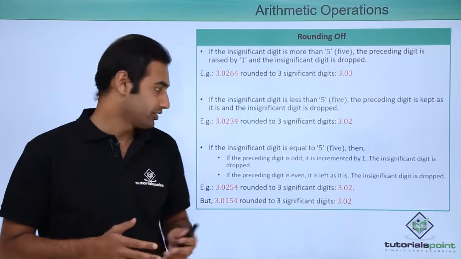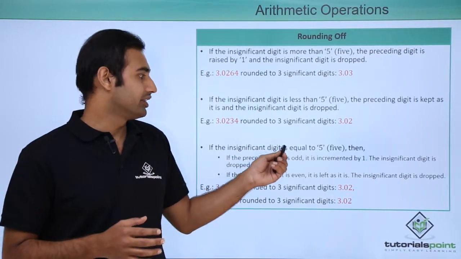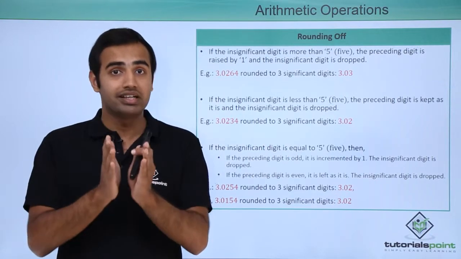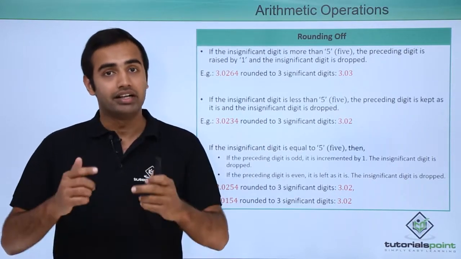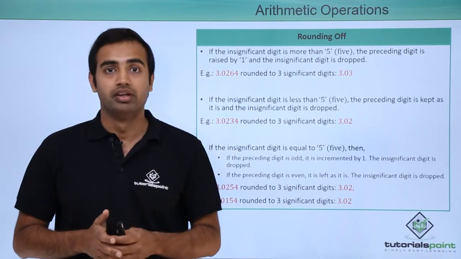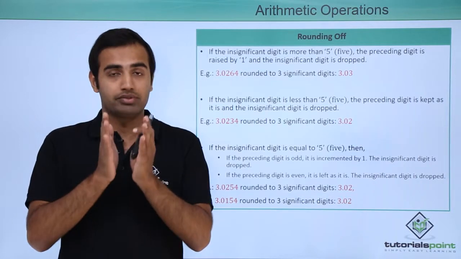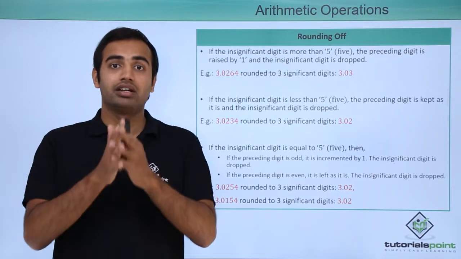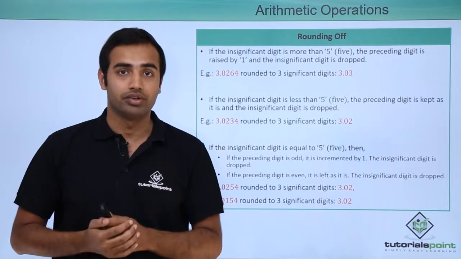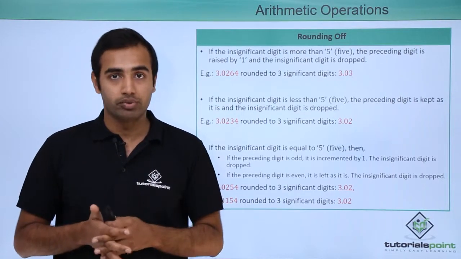The final rule says that if the insignificant digit is exactly equal to 5, in that situation, if the preceding digit is an odd number, it has to be incremented by 1 and then the number 5 has to be dropped. If the preceding digit happens to be even, in that situation, the number is unaffected and the insignificant digit 5 is dropped off. Let's try to take examples for both the cases.